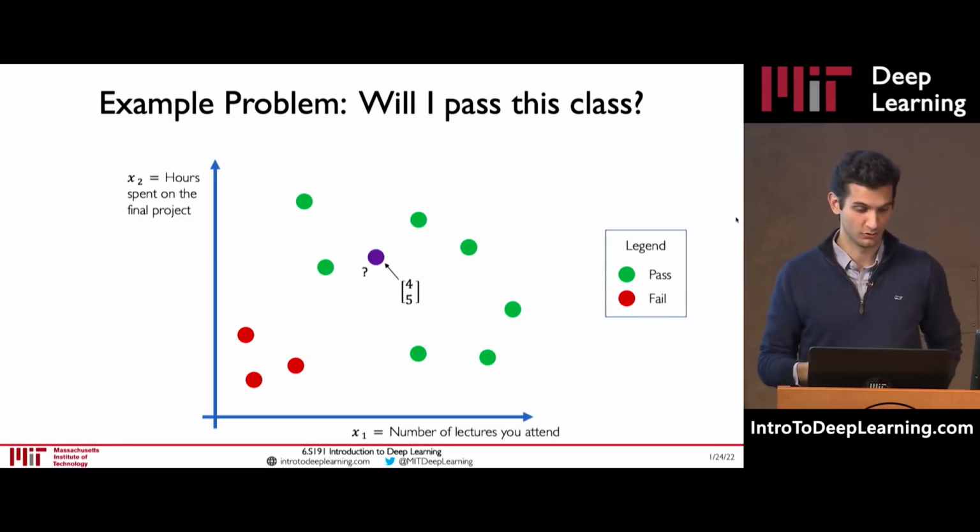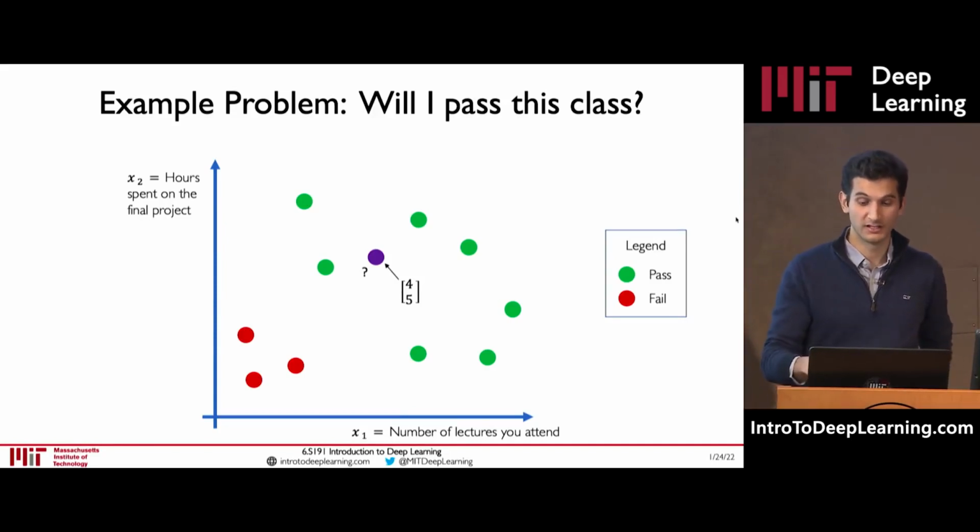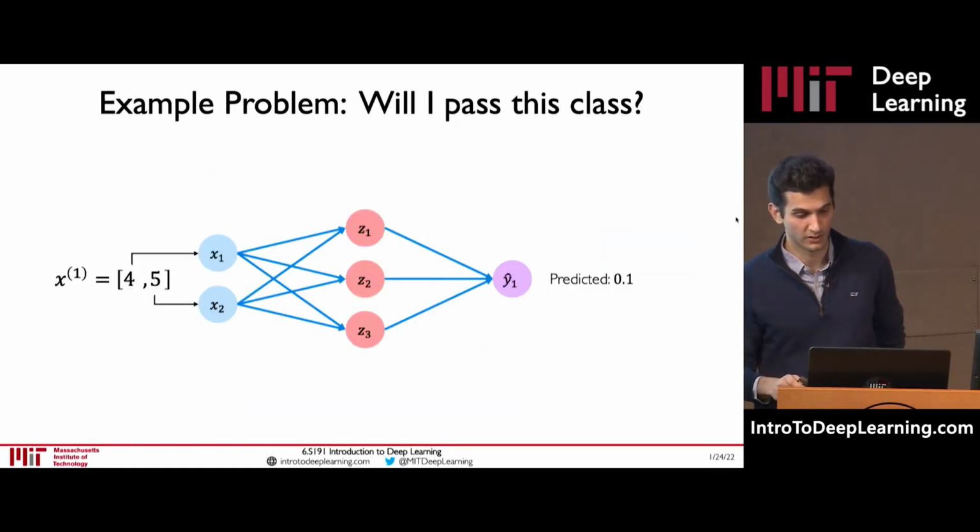And then there's you. You lie right here at the point 4, 5. So you've attended 4 lectures, and you've spent 5 hours on your final project. You want to build now a neural network to determine, given everyone else's standing in the class, will I pass or fail this class? Now, let's do it.